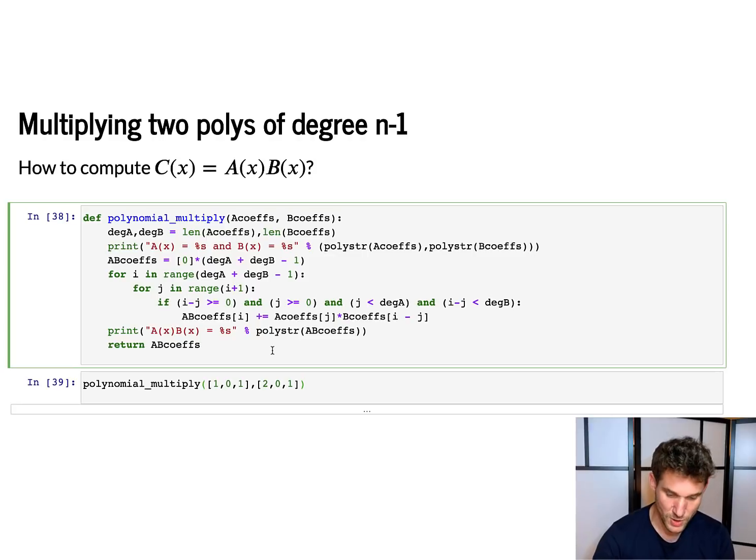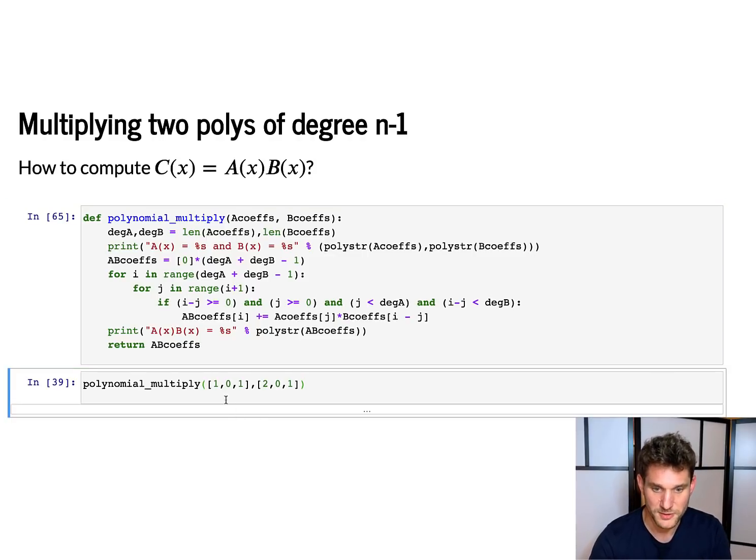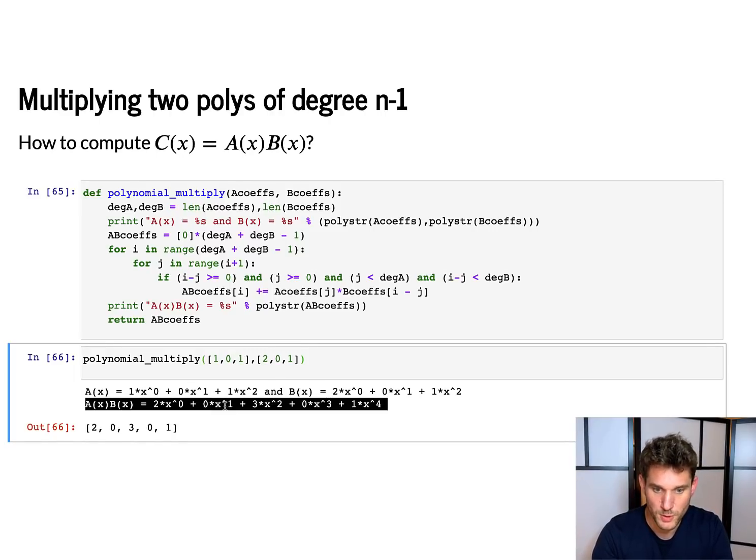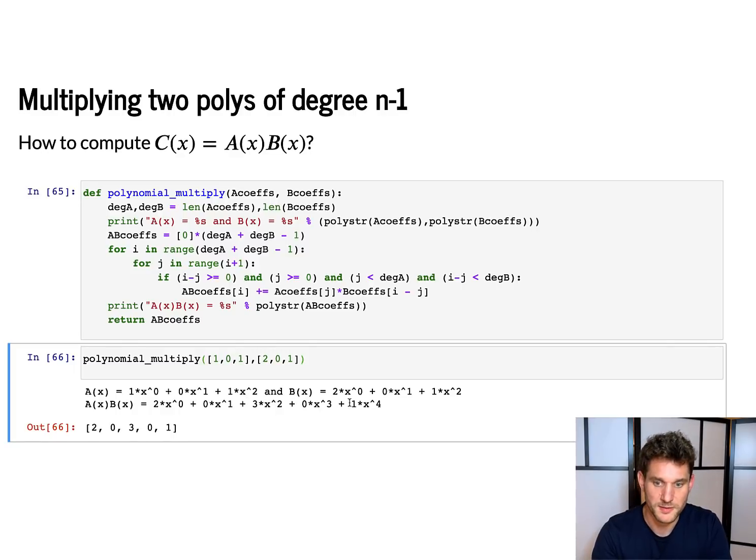So if I try this code on an example, here's an example where we have 1 plus x squared, and this is 2 plus x squared, and I run this code. The product of these two polynomials ends up being 2 plus 3x squared plus x to the fourth, and these are the coefficients of the product. But this algorithm for multiplying two polynomials of degree n minus 1 still took on the order of n squared to compute.